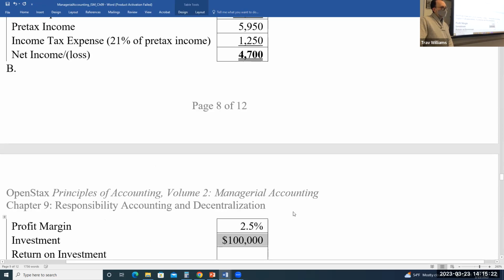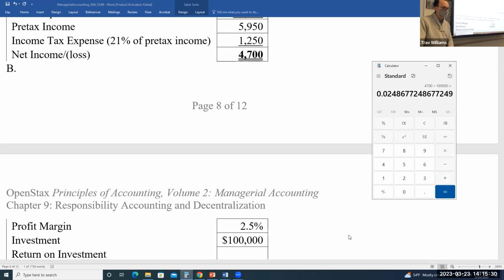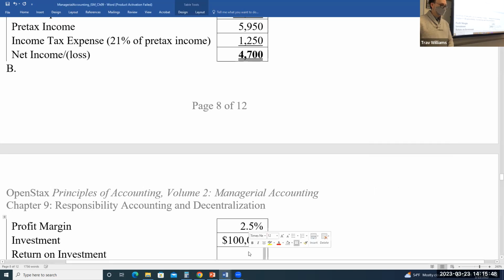Okay, if we had to invest $100,000 to make this 4,700, how do we figure out our ROI? The net income is the return, right? 100,000 is the investment. You take the return divided by the investment, and we get 4.7%.